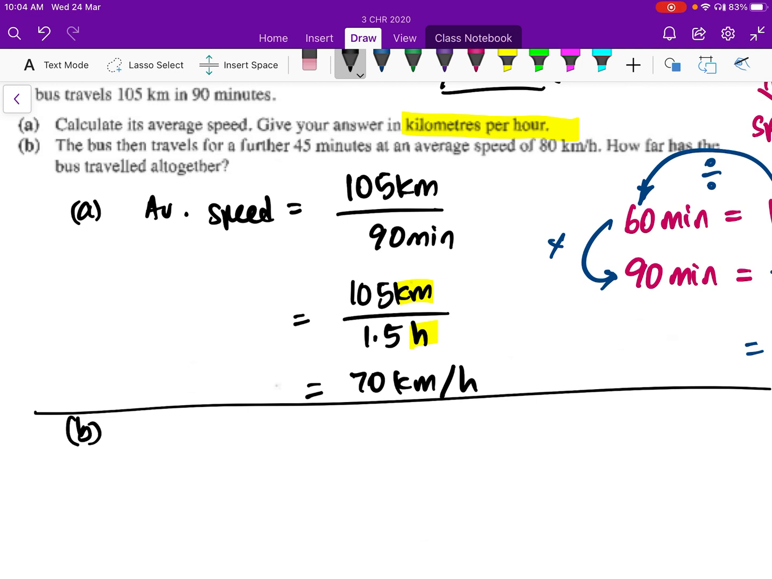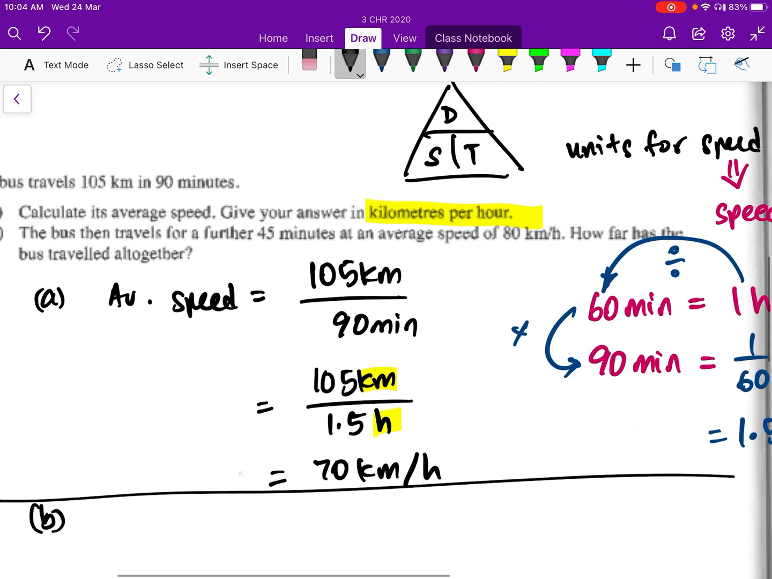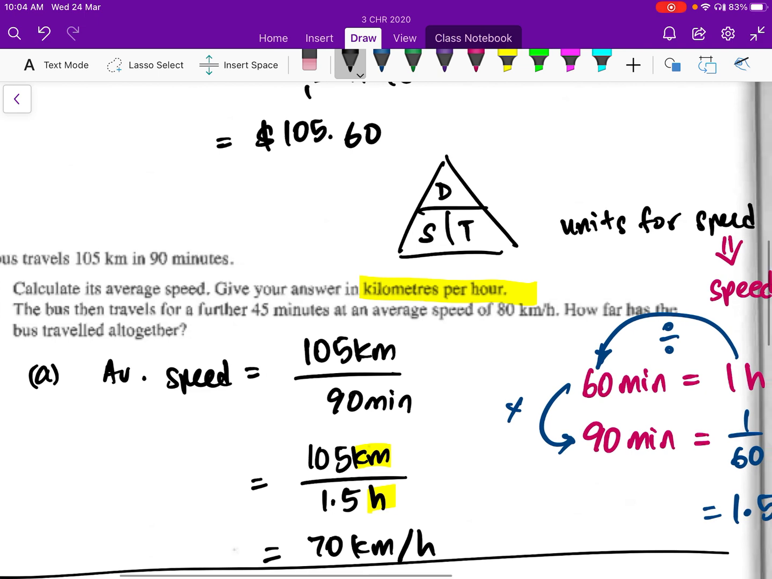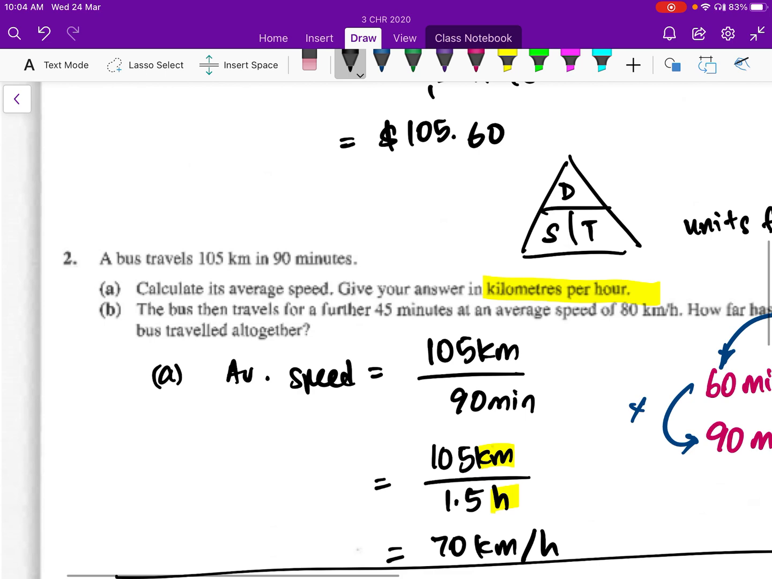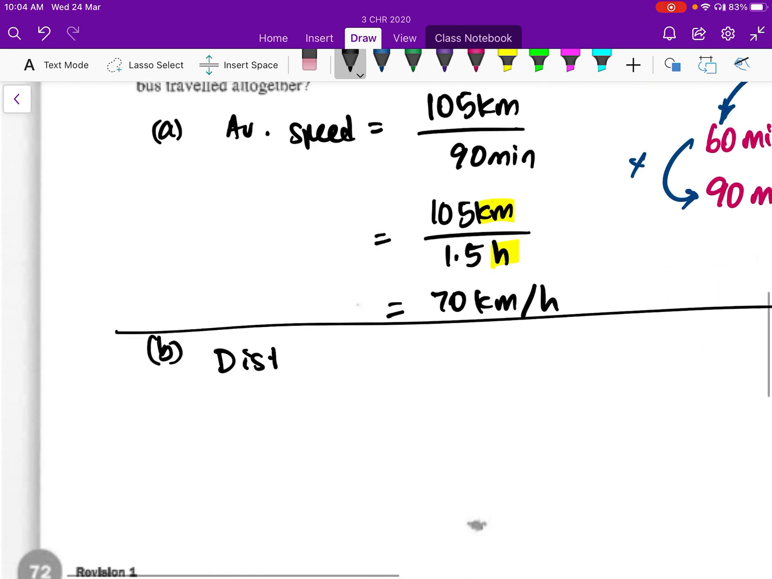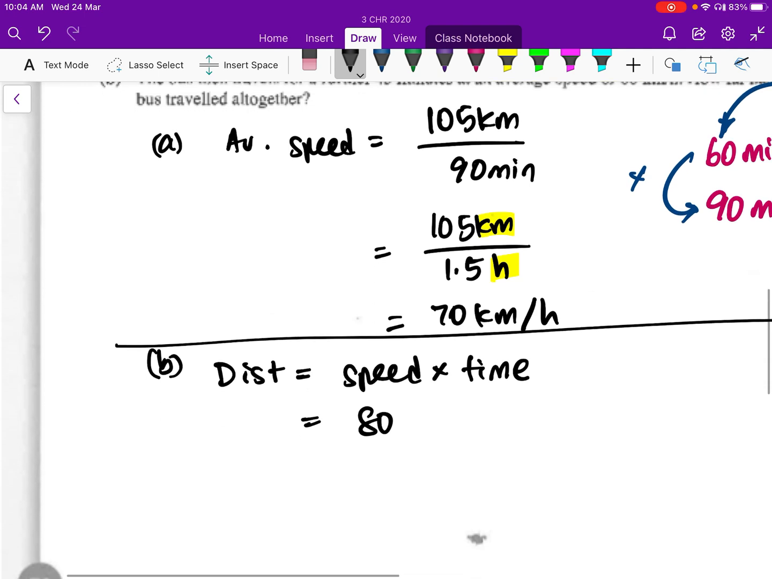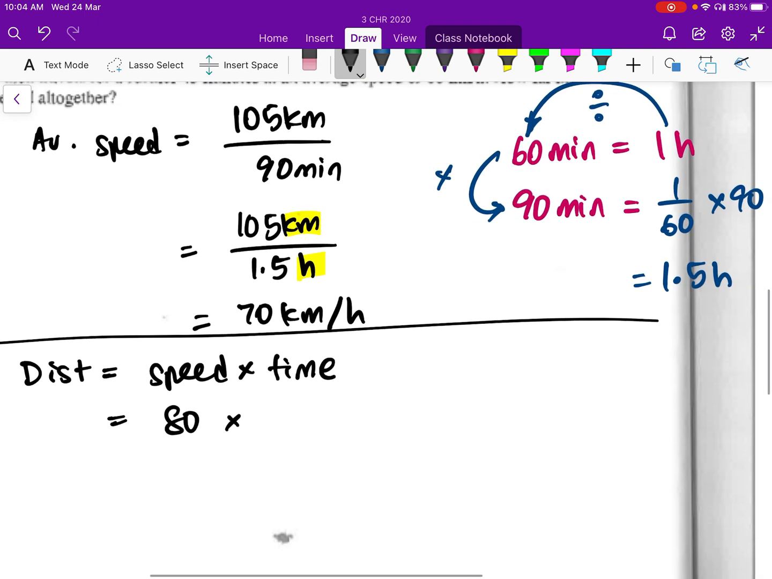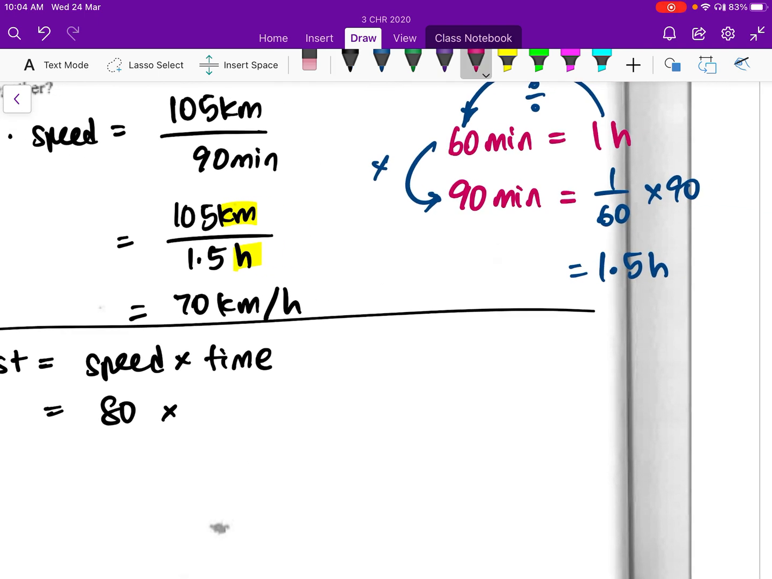So we need the distance from the first part plus the distance from the second part. The distance in the second part: in our triangle, distance is given by speed times time. We want distance, so we cover it up, and we are left with speed times time. Distance equals speed times time. The speed given to us is 80 kilometers per hour. The time was 45 minutes, and we need to change that to hours also. So for the next part, instead of 90 minutes, we are going to have 45 minutes.